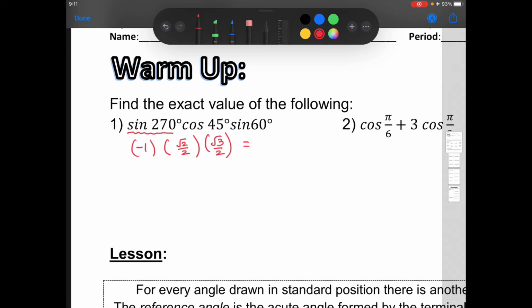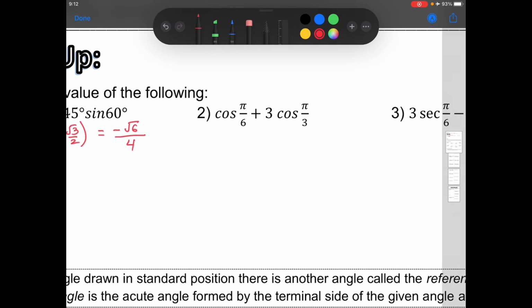Nothing cancels, so I'm going to multiply out all the numerators. So it'll be negative rad 6 over 4. You cannot cancel the 6 and the 4 because 6 is under the radical. So be very careful about that.